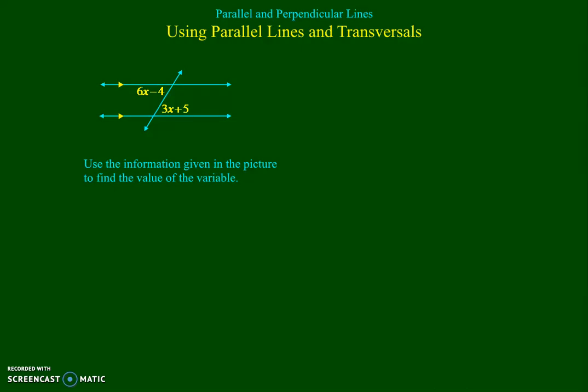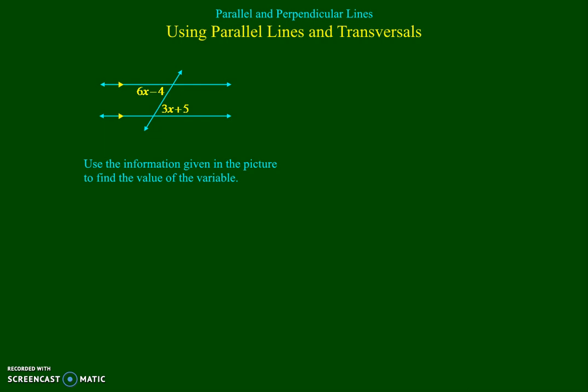This is part 4 of the series Parallel and Perpendicular Lines, and in the last part we talked about the 4 different theorems related to parallel lines and transversals. We looked at the corresponding angles postulate, the consecutive interior angles theorem, the alternate interior angles theorem, and the alternate exterior angles theorem, and we went through proofs of several of those. In this section, we're going to start to use those theorems to figure out how to solve problems.